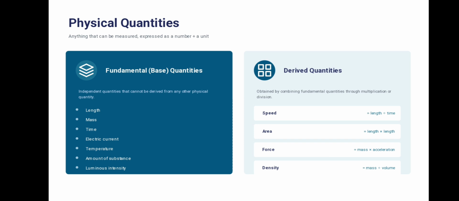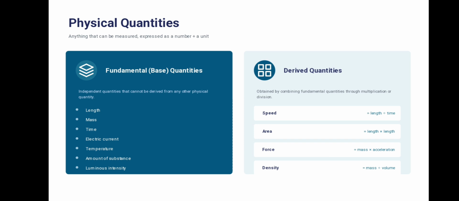To solve this, in 1960, the International System of Units, or SI, was adopted. This is the system used almost universally in science today. The SI system has 7 base units corresponding to the 7 fundamental quantities.